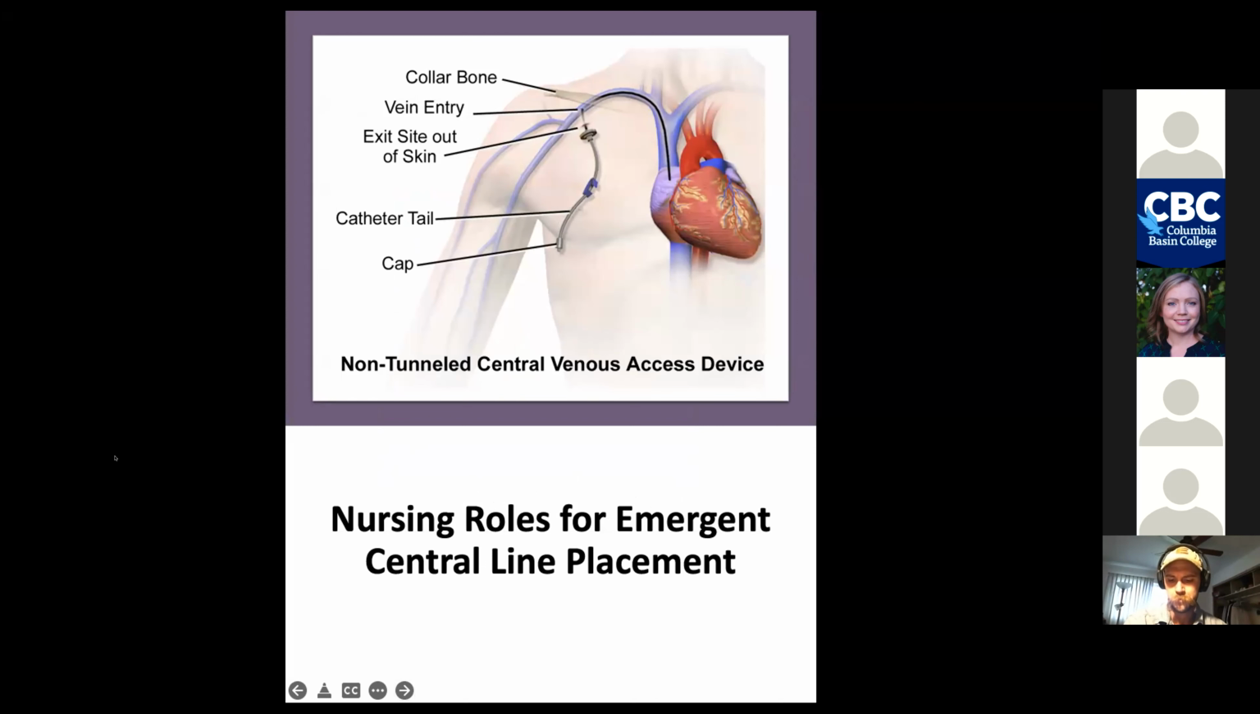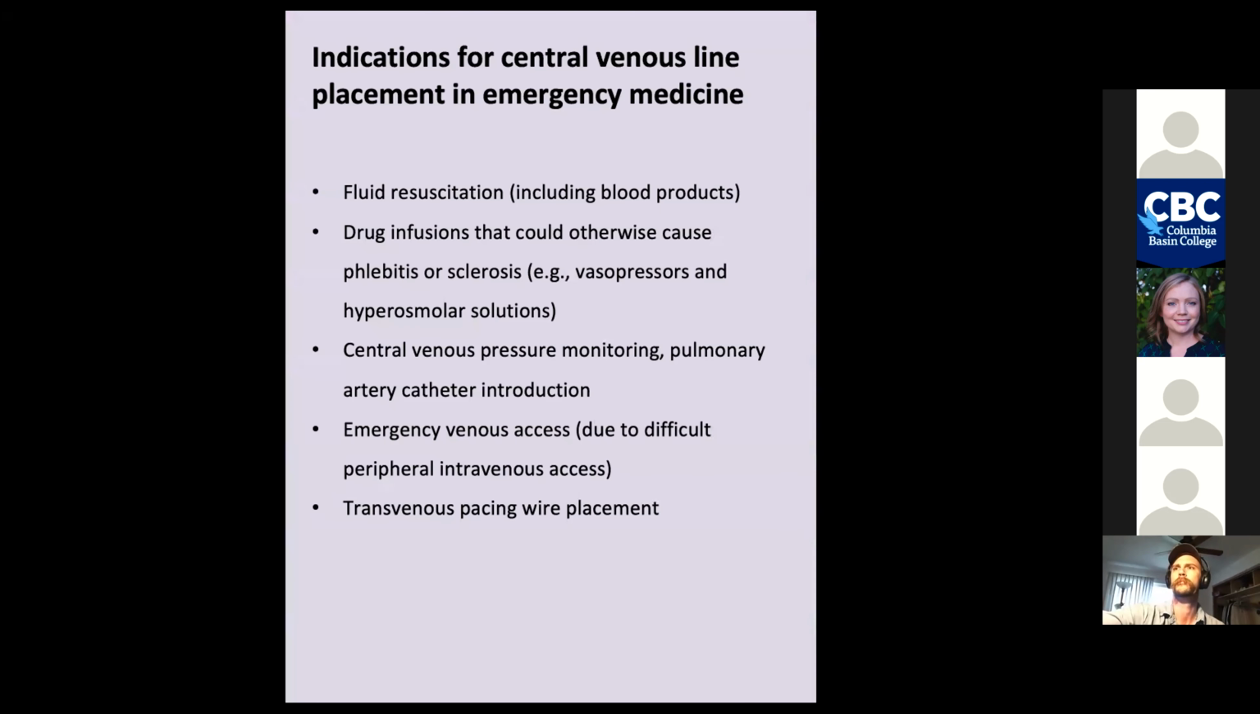Yes. Okay, thank you. All right, so my assigned tool of the trade was nursing roles for emergent central line placement. This is a skill that is done by a provider, either a physician or advanced practitioner. So the nurse's role is more of assistance and setup and monitoring.